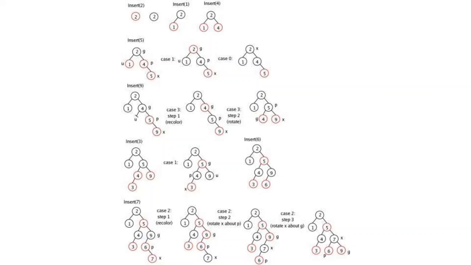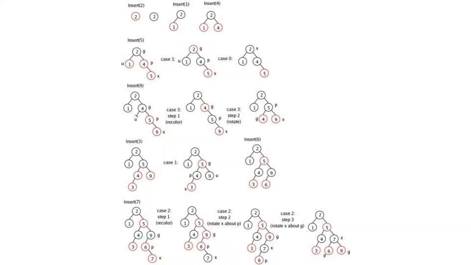We have to insert 7. 7 is greater than 2, greater than 5, less than 9, but greater than 6. And now we have to recolor it because we have 6 and 7 with the same color red. So what do we do? We have to recolor: 6, 5, and 9 will become red, and 7 will be black.